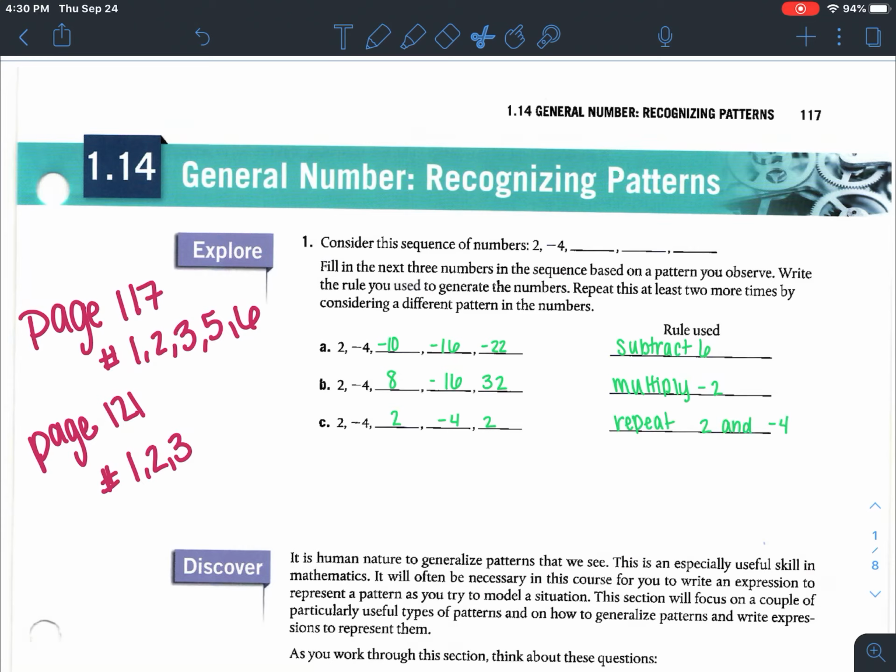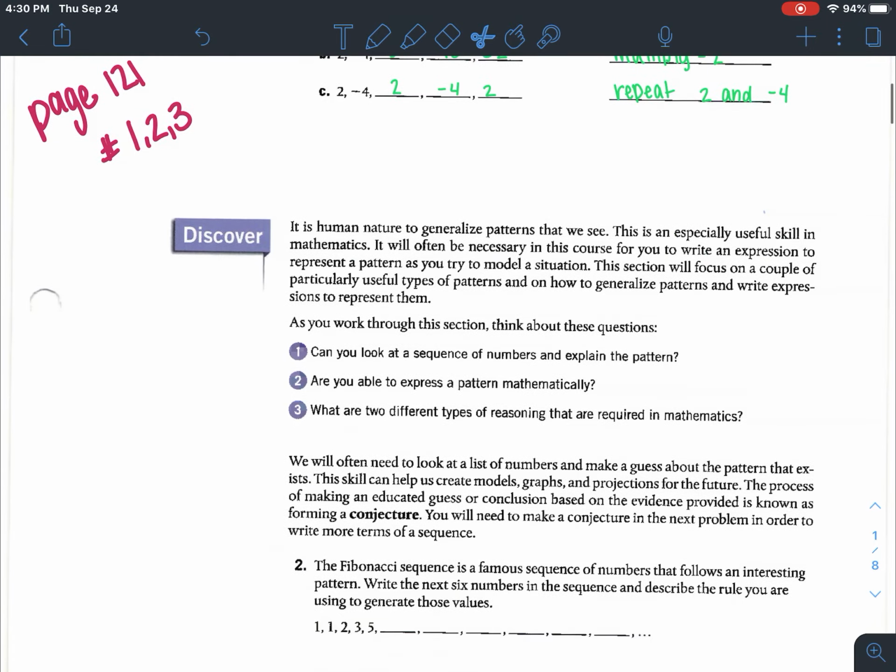So what are we doing? We're just repeating the pattern. 2, -4. Kind of like if I gave you an apple, an orange. Apple, apple, orange. Apple, apple, orange. You're just going to repeat the pattern forever and ever. Okay, wasn't that so fun? Channeling our younger selves. Yes, it was.